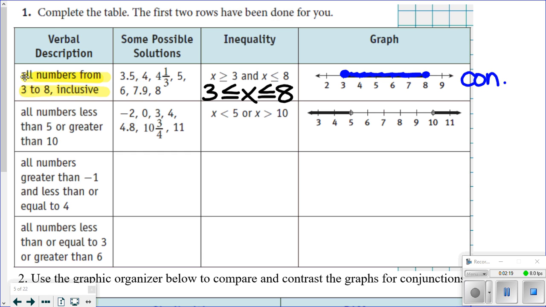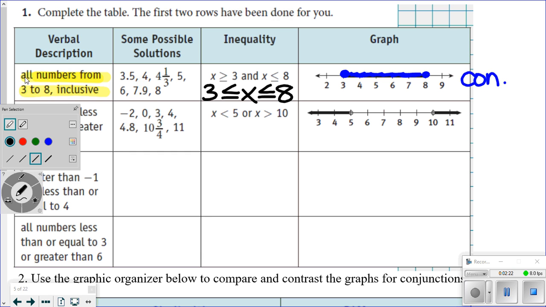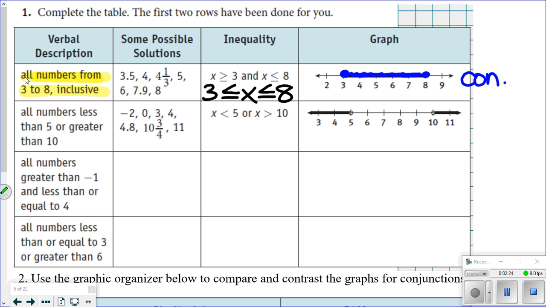The second one says all numbers less than 5 or greater than 10. This word or is important. Okay. So give me a number less than 5. 4, 3, 2, 1, 0, negative 3.5, negative 10.2, etc. Give me a number greater than 10. 11, 12, 15, 22, and so on.